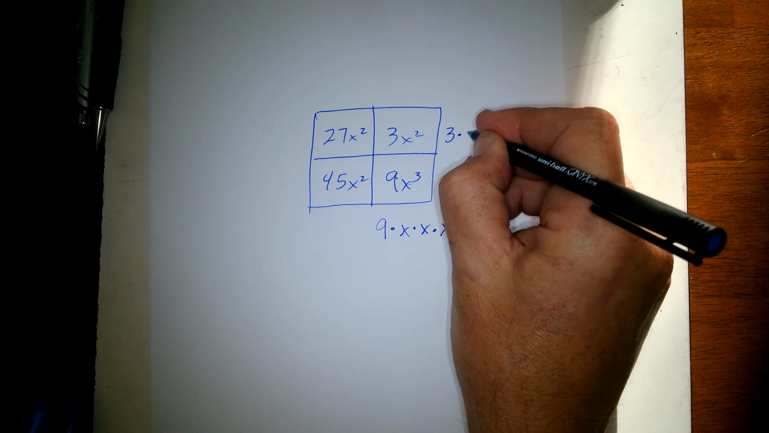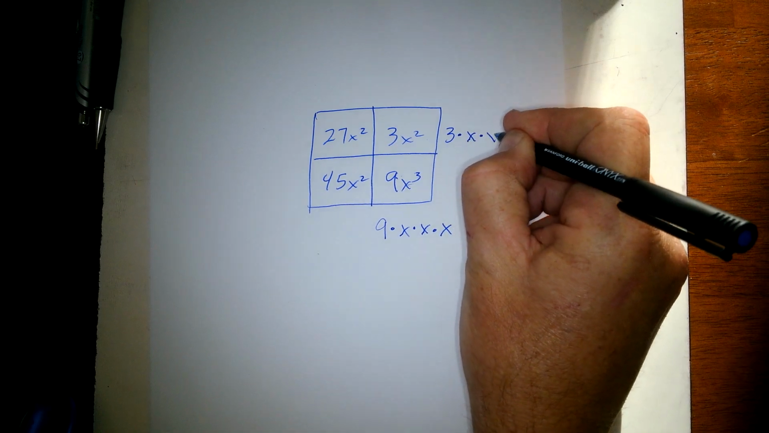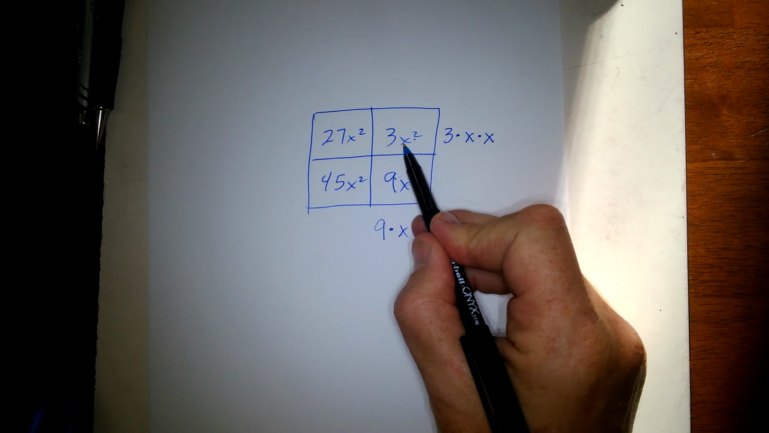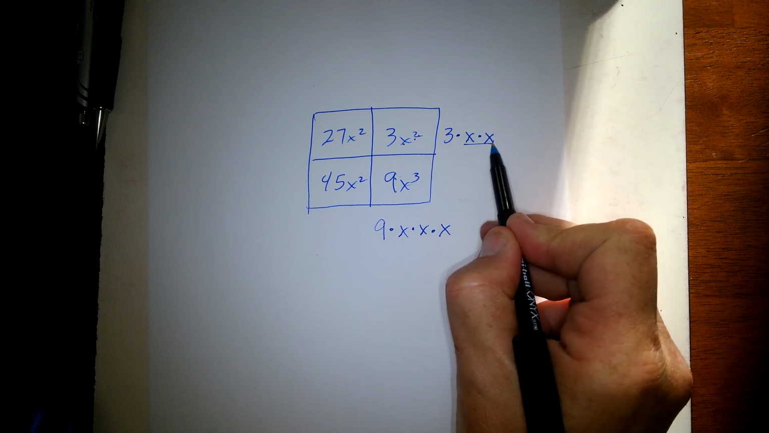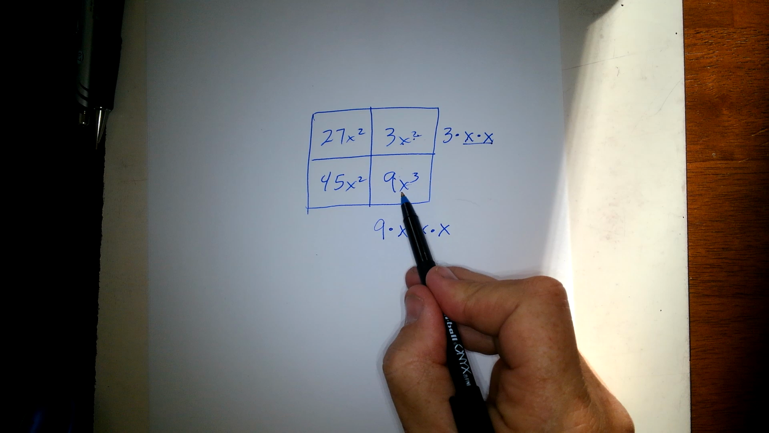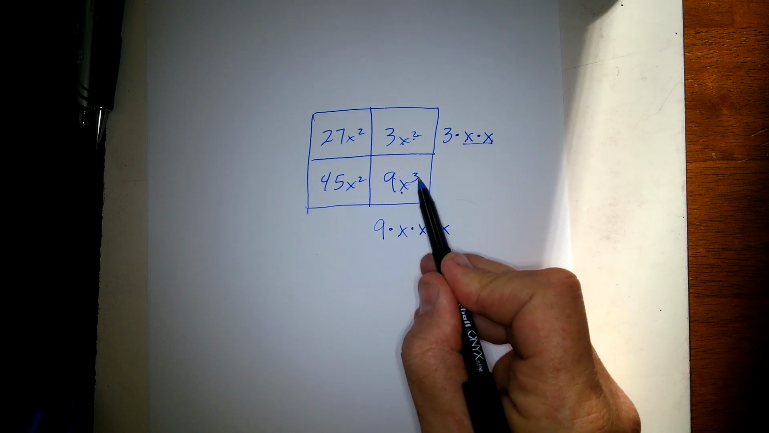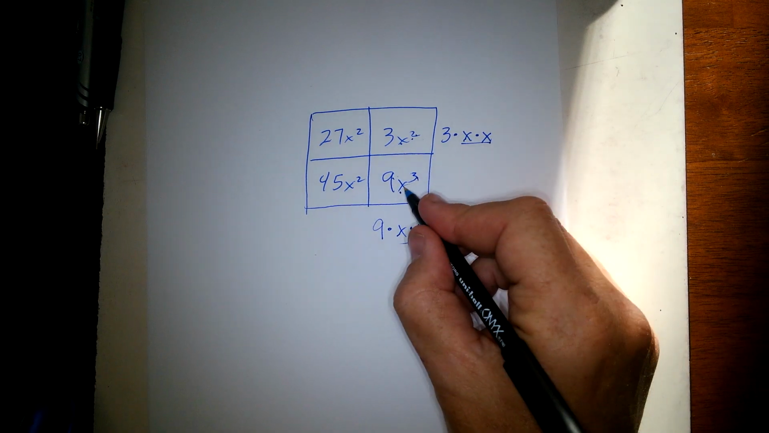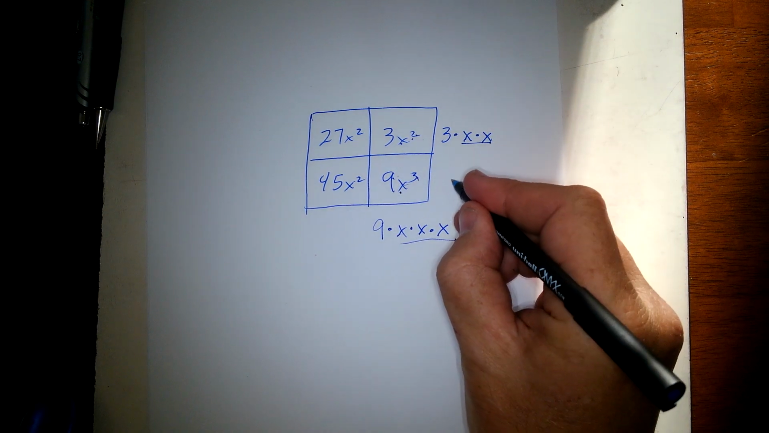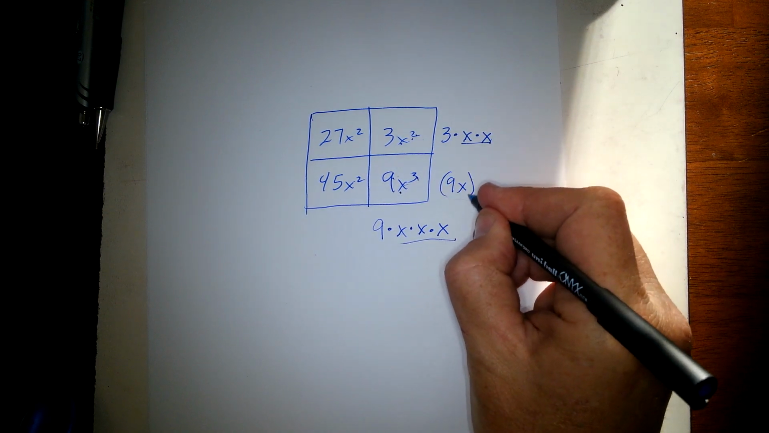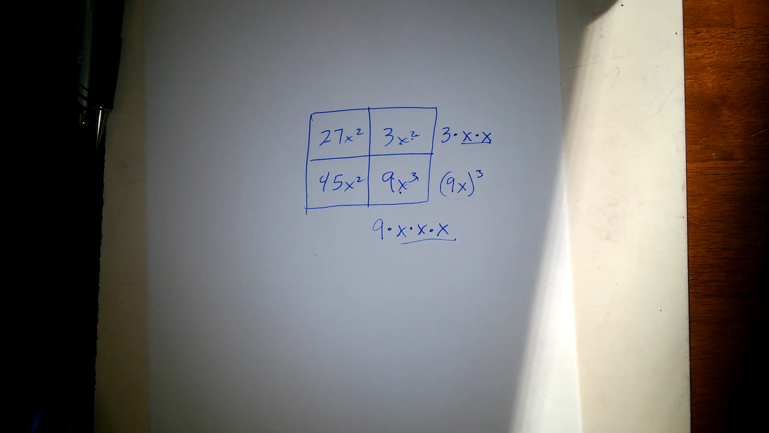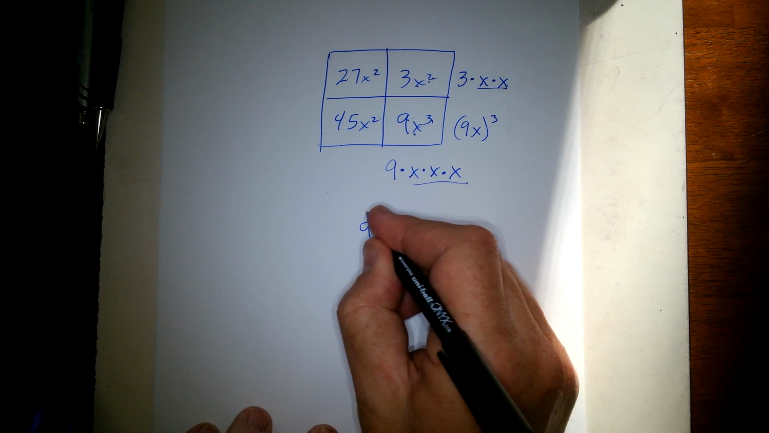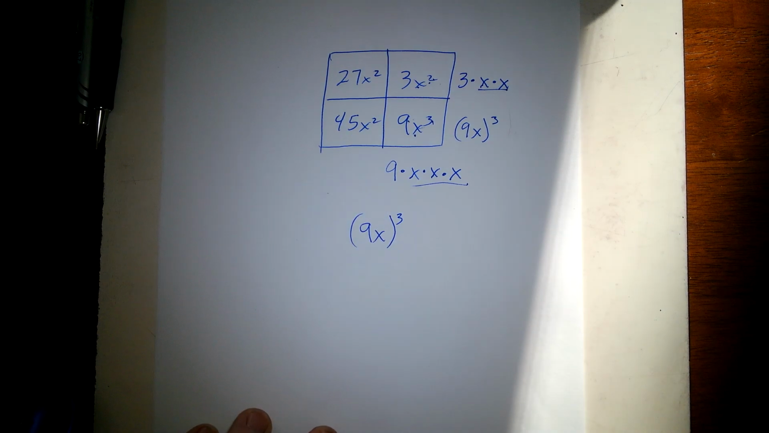3x squared would look like this. You're taking the base x, multiplying it by itself twice. You're taking the base x and multiplying it by itself 3 times. If we were taking all of that to the third power, that would look something different. What do you think 9x to the third power would look like?